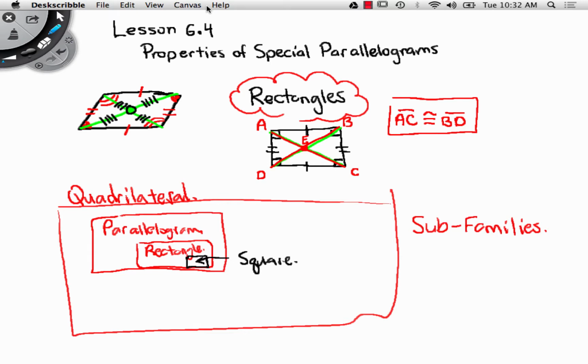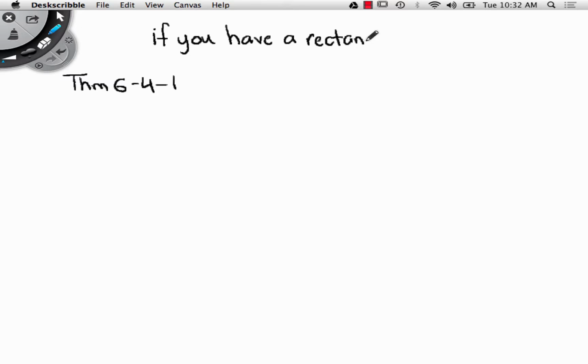All right, so we're going to get 2 new properties with rectangles, and these properties pretty much follow directly from parallelograms. So the first one simply says, this is theorem 6.4.1, if you have a rectangle, then, anybody think they know the conclusion? Then you have a parallelogram, or it's a parallelogram.